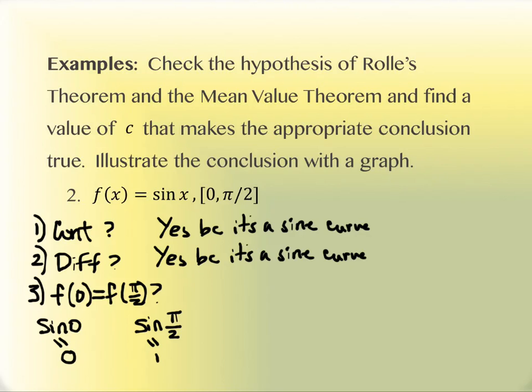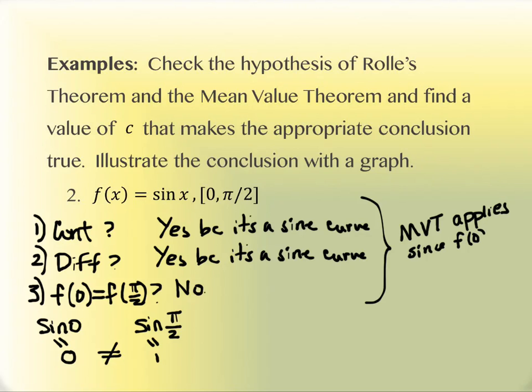So what are we going to have to say about this one? Yeah, these are not equal. So this one's a no. They're not equal. So since the answer is no, what does that mean? Yeah, we're going to use the second one. So the mean value theorem, I'm going to abbreviate MVT. Almost looks like MVP, but it's not. MVT applies. Basically, since f of 0 does not equal f of pi halves. That's why that's happening.